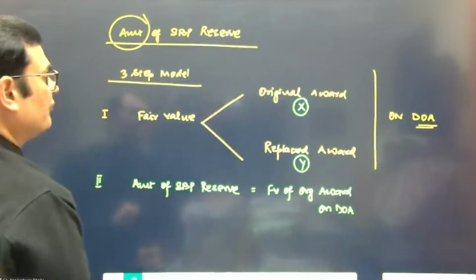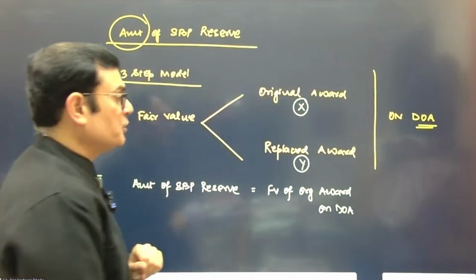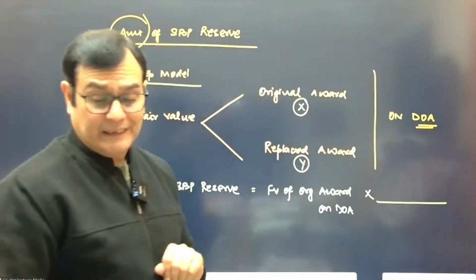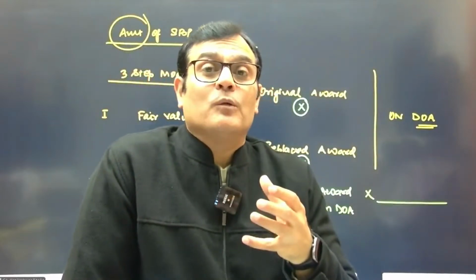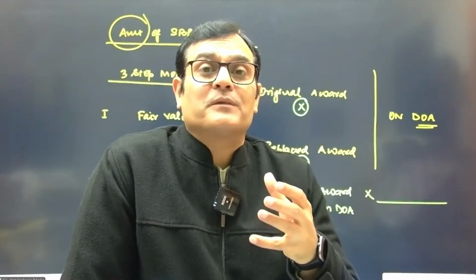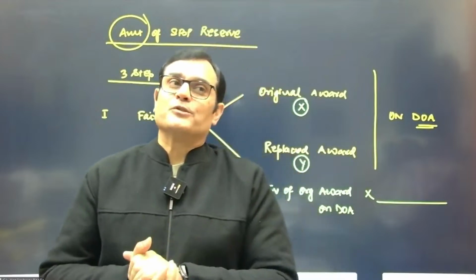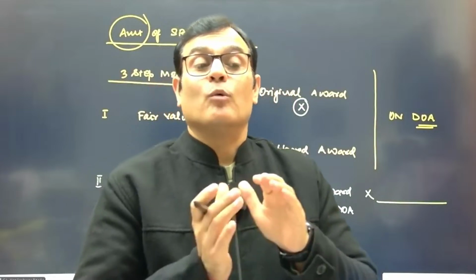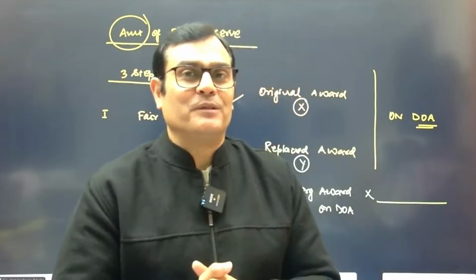So we will consider the fair value of the original award, that is X, on the date of acquisition, and we don't need to create a full fair value, because you always account for a fair value as per Ind AS 102. But what you do in terms of Ind AS 102, you spread it on a straight line basis, 1/3, then 2/3, and minus what is taken in the previous year.